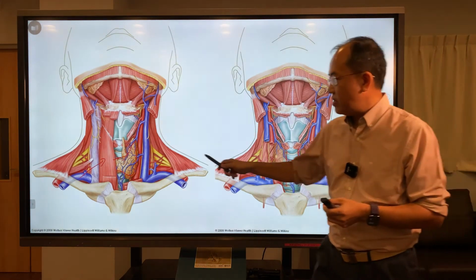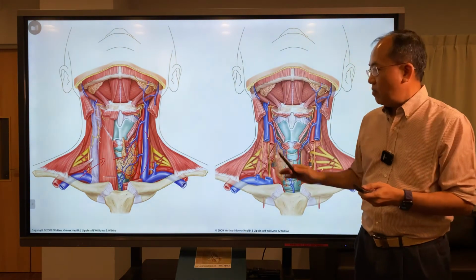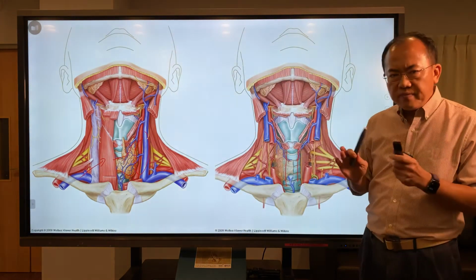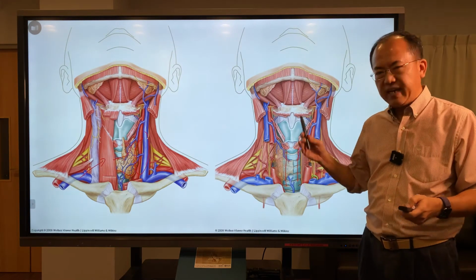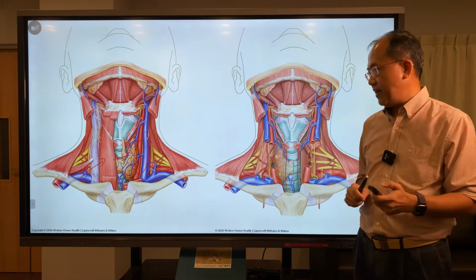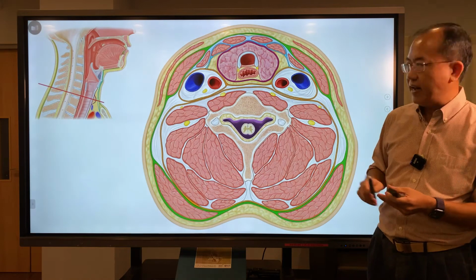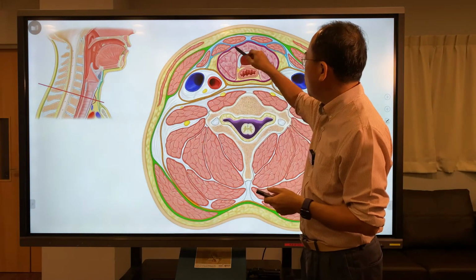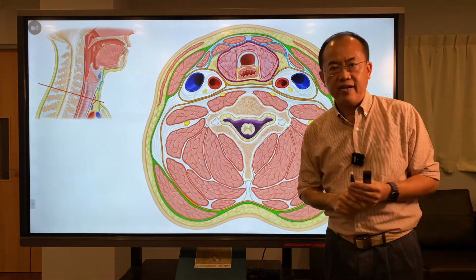How else do you want to describe the relations? Of course, carotid sheath and contents. If you were to look from here, it is a little bit difficult to describe. The easiest way to describe the relations of the thyroid is to go back to the cross sections of the neck. Let's locate our thyroid gland. These are the two lobes of the thyroid gland, and this will be the isthmus of the thyroid gland.